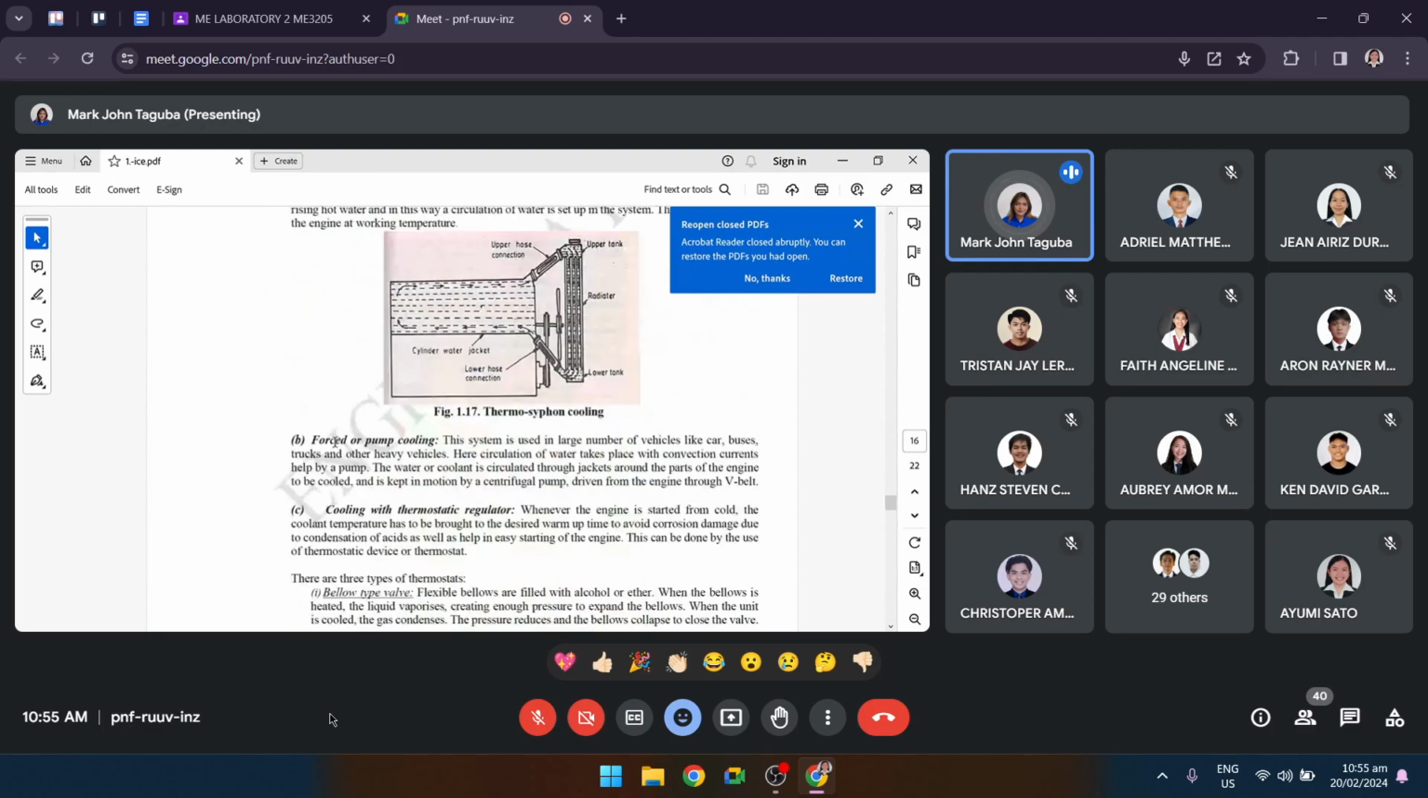And then we also have the force or pump cooling. So the system is used in large number of vehicles like cars, buses, trucks, and other heavy vehicles. So here, circulation of water takes place with convection currents helped by a pump. So the water or coolant is circulated through jackets around the parts of the engine to be cooled and is kept in motion by a centrifugal pump driven from the engine through the V-belt. Ayan.